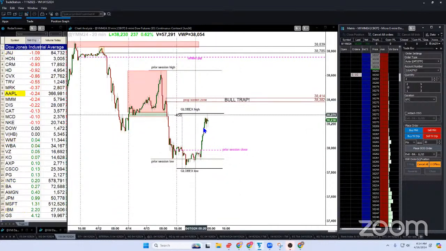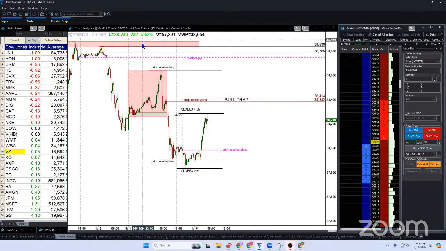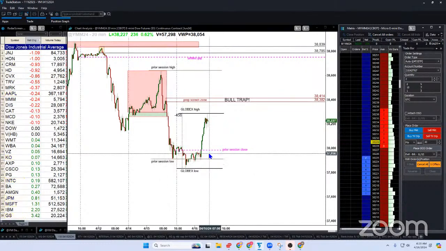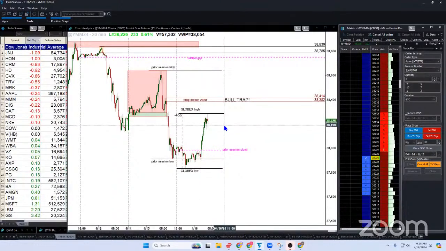Now, again, Dow is gapping up several hundred points, okay, inside the prior session's high and low, the prior session's range. We're expecting the gap fill. So as we are looking at this to play out, the bull trap is one of those places we're looking for the opportunity to take a trade short.